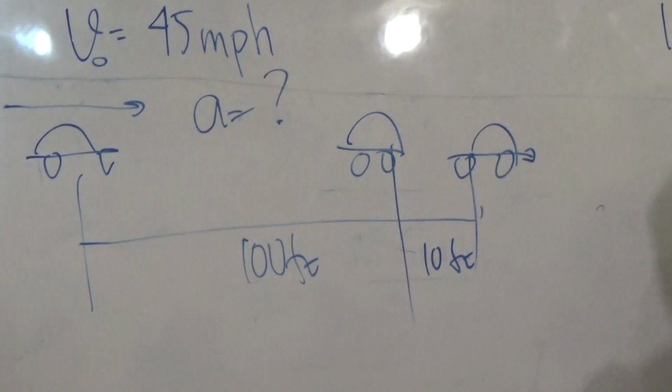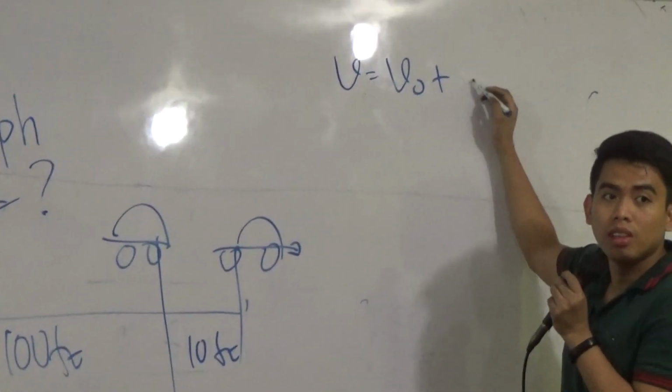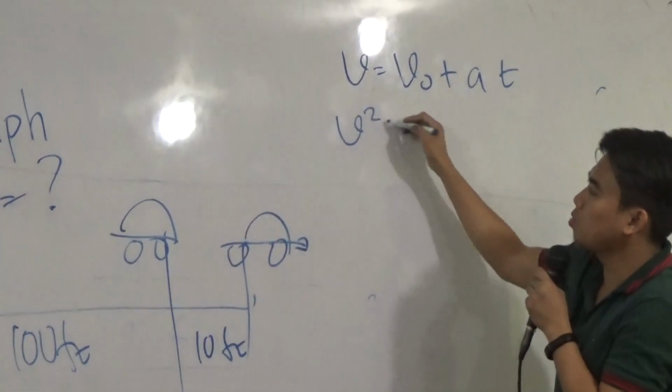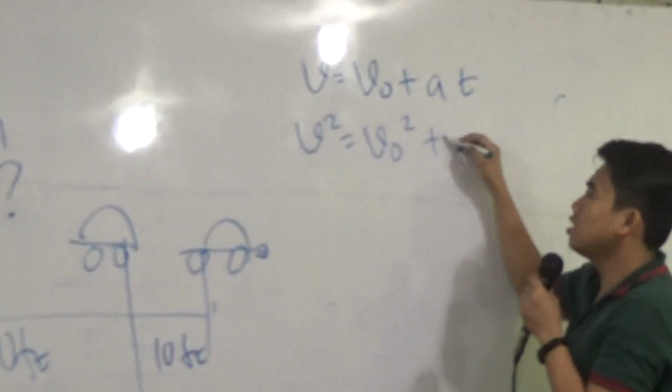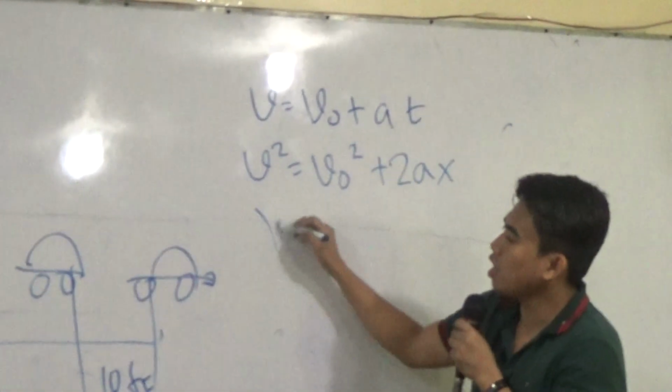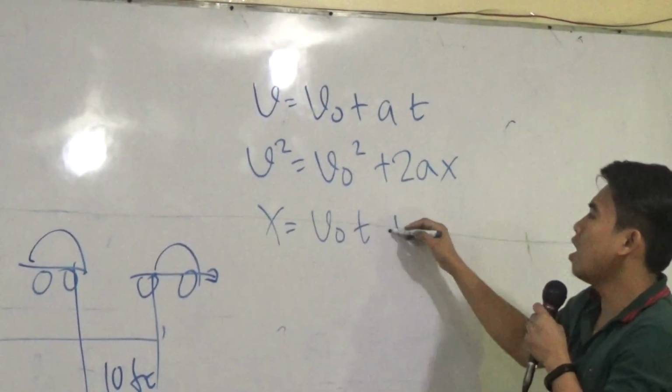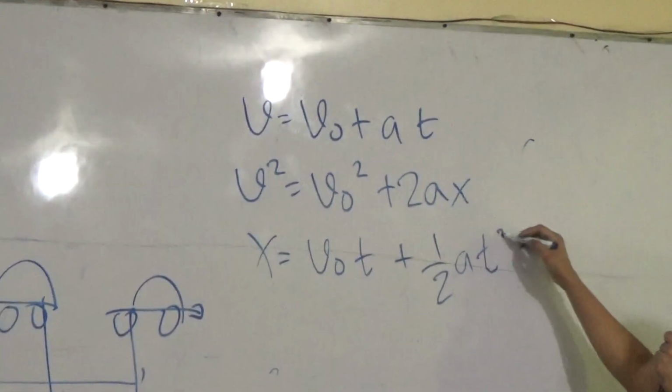Okay? This is an easy item, rectilinear motion. Okay? Naging English lang mga units. So, gawa natin ang equation. Tatlong equation lang yan. Sanayin lang isulat. Ano yun, sir? V = V0 + at. Sanayin lang yan, sir. V squared = V0 squared + 2aX, and X = V0t + 1/2 at squared.